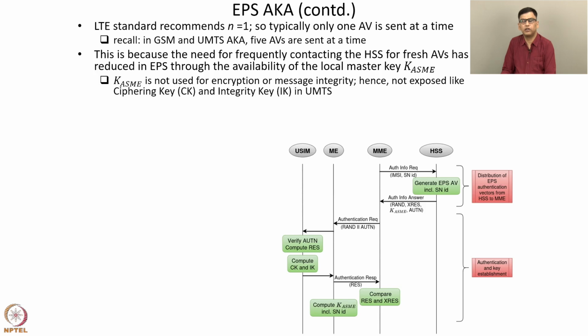So hence, an intruder can collect a large amount of information that is encrypted using the CK and for which message integrity is provided using the IK. So these keys CK and IK are exposed to the intruder. Hence, they have to be changed frequently. So for this reason, 5 authentication vectors are sent from the HLR to the MSC VLR in the case of UMTS and GSM.